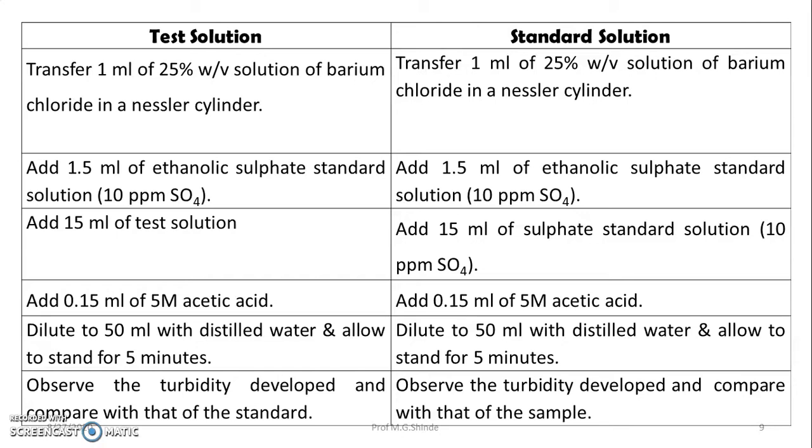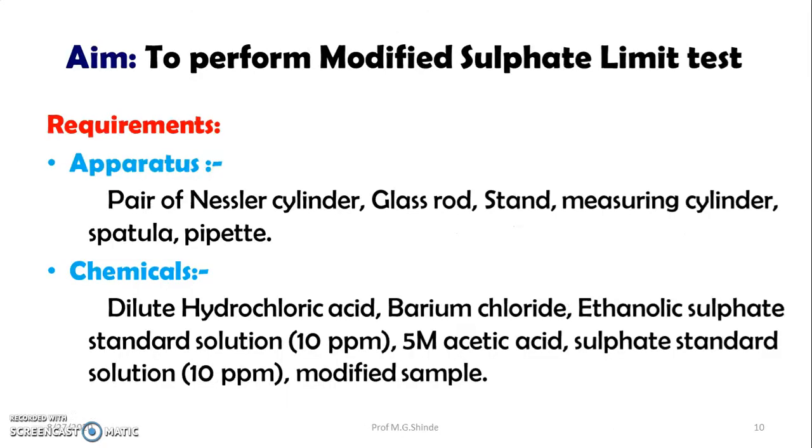Conclusion: if we find the turbidity produced in the test solution is less as compared to that of the standard, we can conclude that the test solution, that is the test sample, has fewer sulfate impurities as compared to the standard, and these are within the pharmacopoeia limit. At that time we can say the given sample passes the limit test for sulfate as per IP.